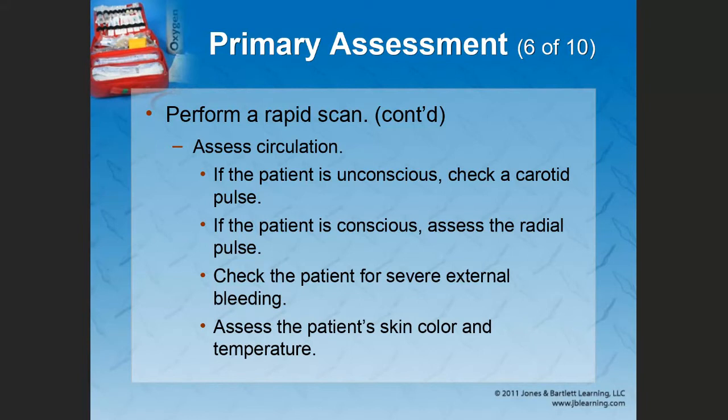Assess the patient's skin color and temperature. So when it comes to your circulation assessment, you're checking pulse, looking for signs of bleeding, and looking at the color and temperature of the skin. That's pulse, signs of blood loss, how does the skin look, how does the skin feel. We're going to look for color changes in the palm. Is the patient's palm pale? Is it blue? Is it orange? Is it excessively red? If it's pale, that suggests a circulation problem.